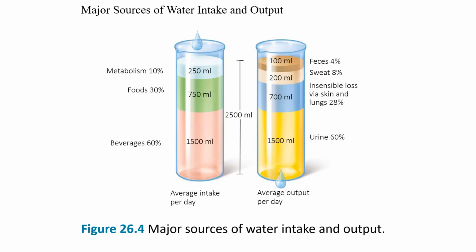So what we find is that in our water intake and output, if you look at how much fluid we take in, most of it's going to be in some kind of beverage. All right? How do we lose fluid? Most of that is going to be lost by urine.